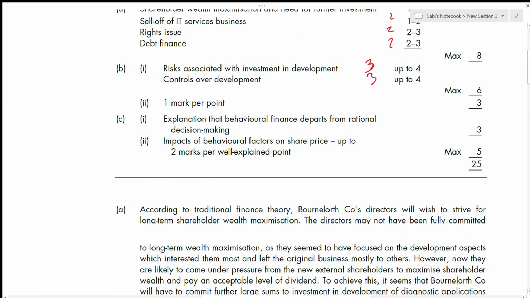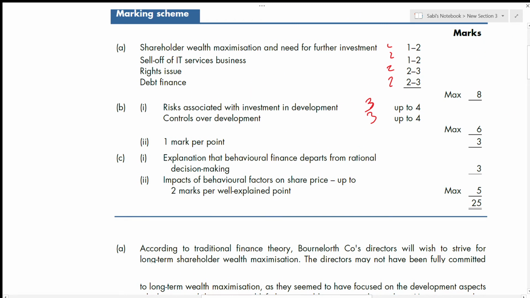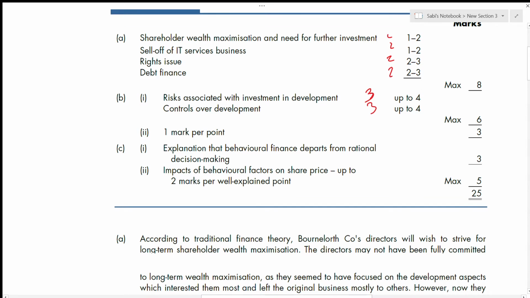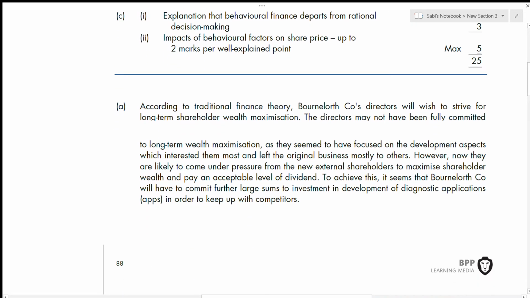Whenever you start with this, just see that they have started with shareholder wealth maximization and need for further investment. So you need to talk about shareholder wealth first, right? So according to traditional finance theory, the directors will wish to strive for long-term shareholder wealth maximization. The directors may not have been fully committed to long-term wealth maximization as they seem to have focused on development aspects which interested them most and left the original business mostly to others. However, now they are likely to come under pressure from the new external shareholders to maximize shareholder wealth and pay an acceptable level of dividend. To achieve this, it seems that the company will have to commit further large sums to investment in development of diagnostic apps in order to keep up with competitors.